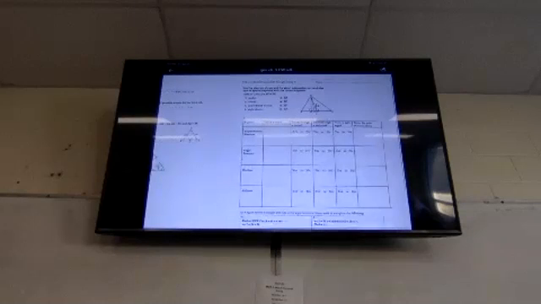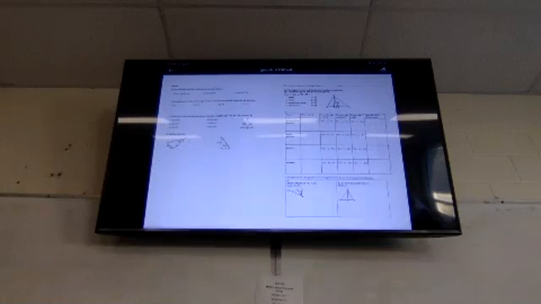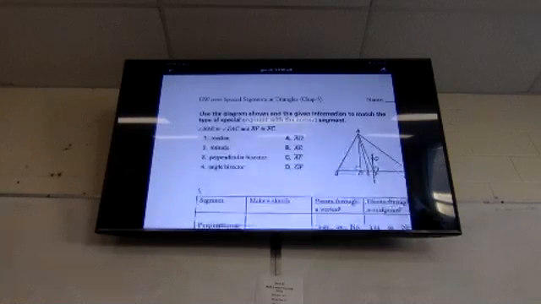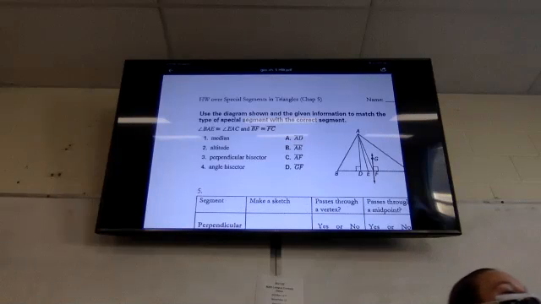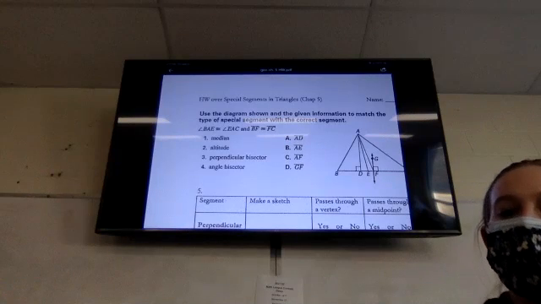I think everything else you can do, and I want you to do both front and back of that paper. It's called special segments. I want you to do front and back, two sides like normal.